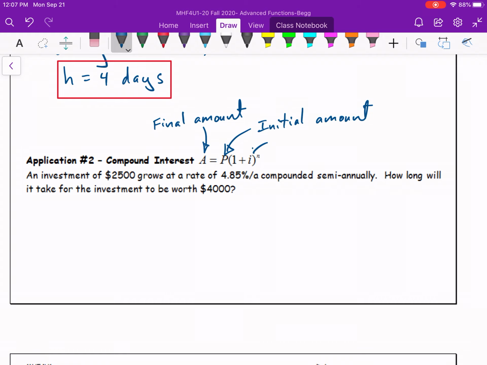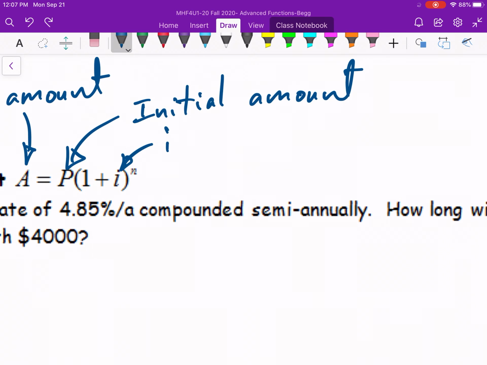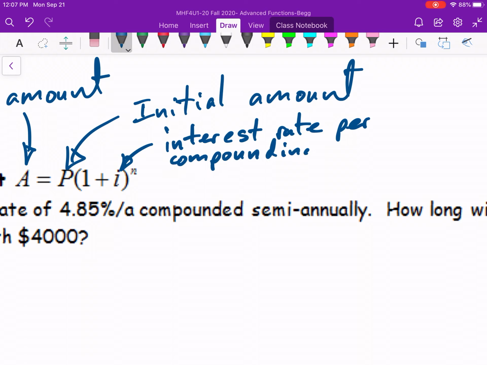I is the interest rate. Let me just zoom in a bit so I can write neater. Interest rate per compounding period. I don't know of any way to say this in fewer words, so there you go.